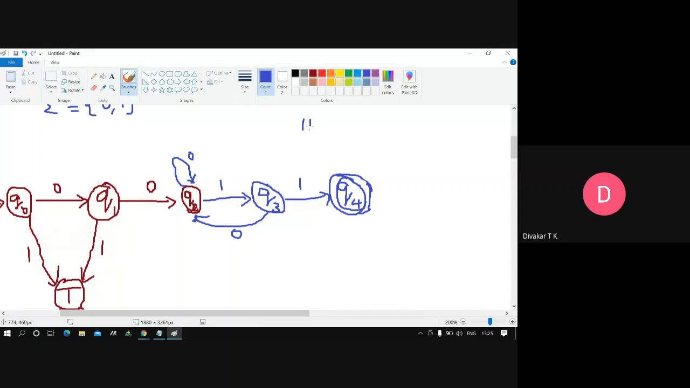Yeah, 1 1. No, here from Q0 no symbol has been passed. Okay, so that's how I have to check with the 0 symbol also, and the 1 symbol also. These two have to be checked. Okay, great. So now what am I supposed to do?